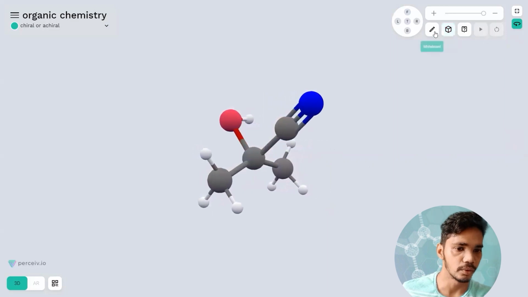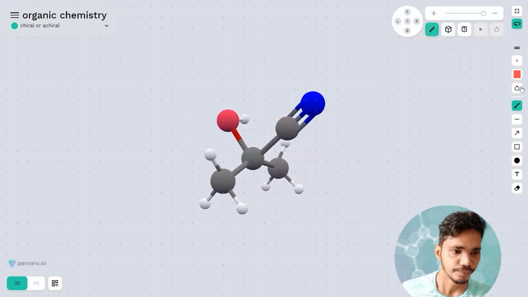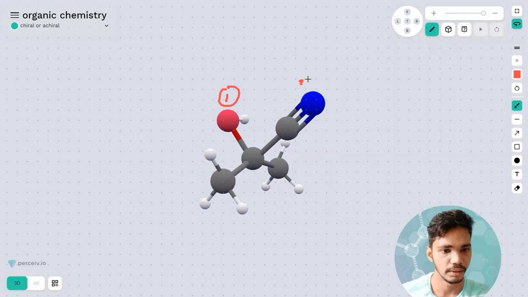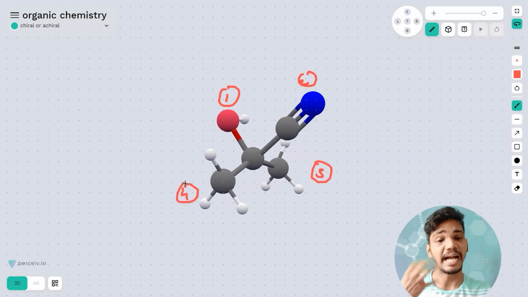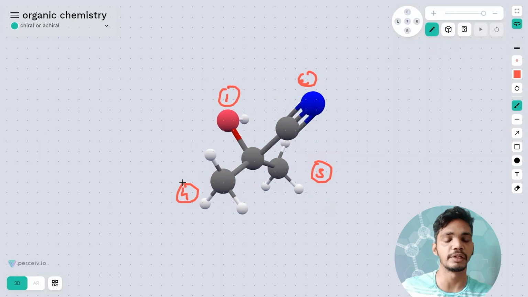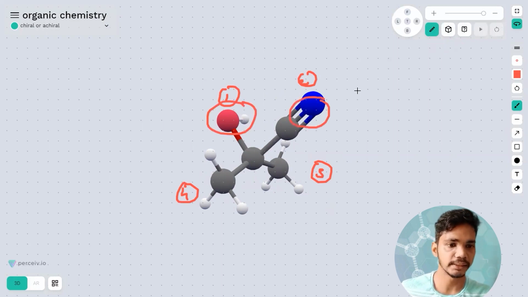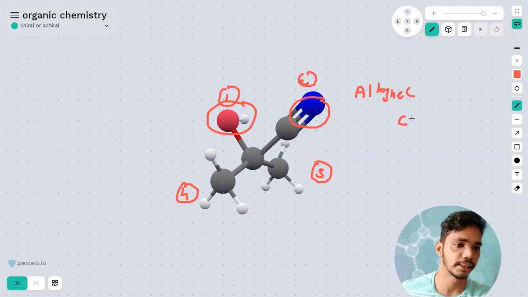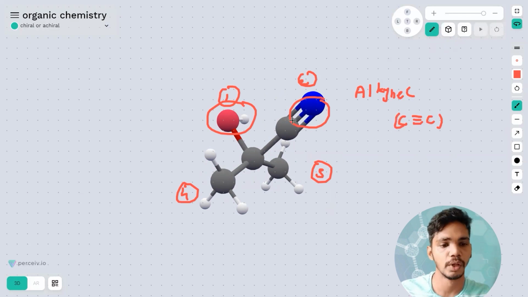So now let's talk about that. This is the first group, this is the second group, third group, and the fourth group. For a chiral center, how can I define it? The four groups, A, B, C, D, or 1, 2, 3, 4, should be different. The first is different. The second has an alkyne, carbon carbon triple bond, so it is different from 1 and 2.